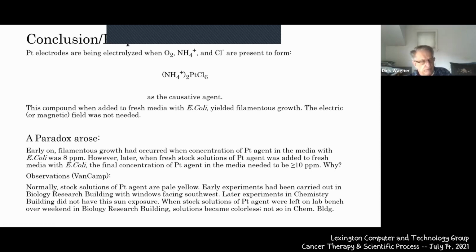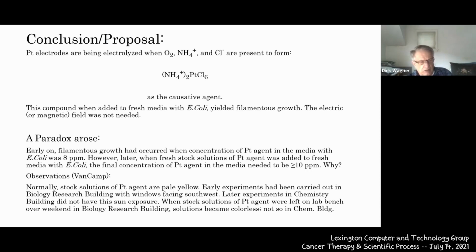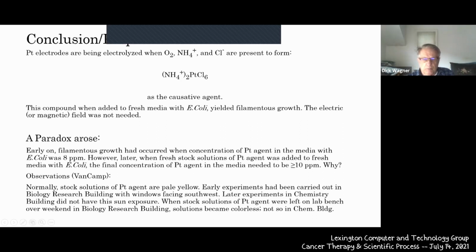Those experiments, in fact, that picture that I showed you before, is taken in a lab that is inside. In other words, it doesn't have any windows facing outside. It's off the hall, so it's totally dark except for the lights that are on. And in those experiments, when this material is made up into a media, that's when they saw that it had to be 10 parts per million. So it had to be something that was aging. So what's going on here?